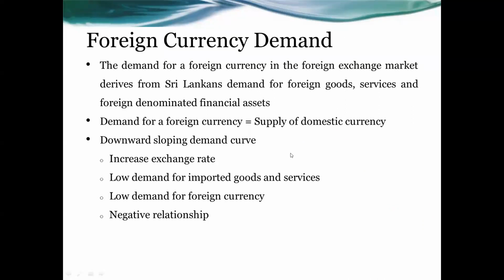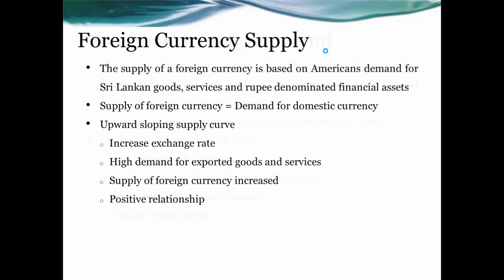Right. Moving on to the supply of foreign currency. From what sources does a country receive foreign currency? රටකට කොහොමද foreign currency ලැබෙන්නේ? For example, from what sources does Sri Lanka receive US dollars? Definitely from our exports. From our exports, we receive US dollars.